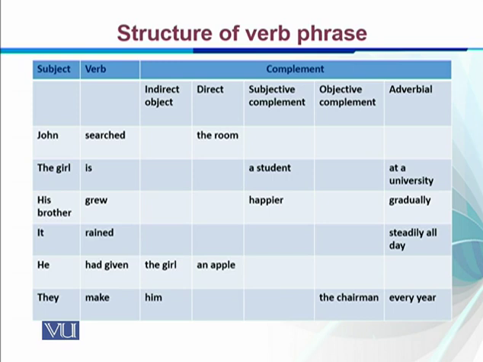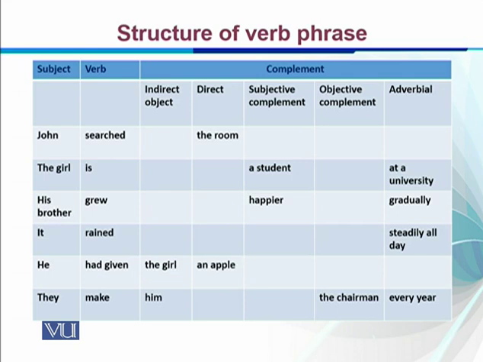When we look at a sentence, we can have a subject and a predicate. The predicate consists of a verb and it may have complements like an object or other adverbials. Make sure that you become familiar with these sentences. John searched the room. If you look at this, search is the verb and room is the direct object. So search is the type of verb which takes a direct object.